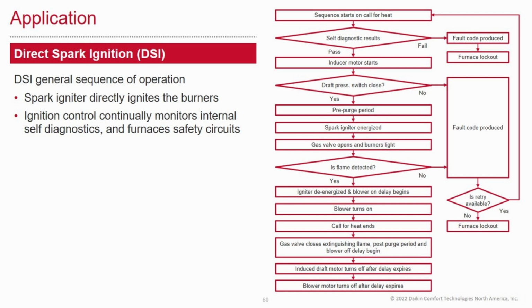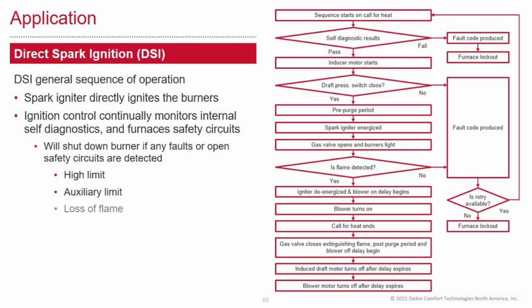The ignition control continually monitors the internal self-diagnostics and the furnace's safety circuits. This will shut down the burners if any faults or open safety circuits are detected, such as high limit, auxiliary limit, loss of flame, loss of draft, flame rollout. The detailed sequence of operation, since it uses an integrated control module, is the same as the HSI ignition system.